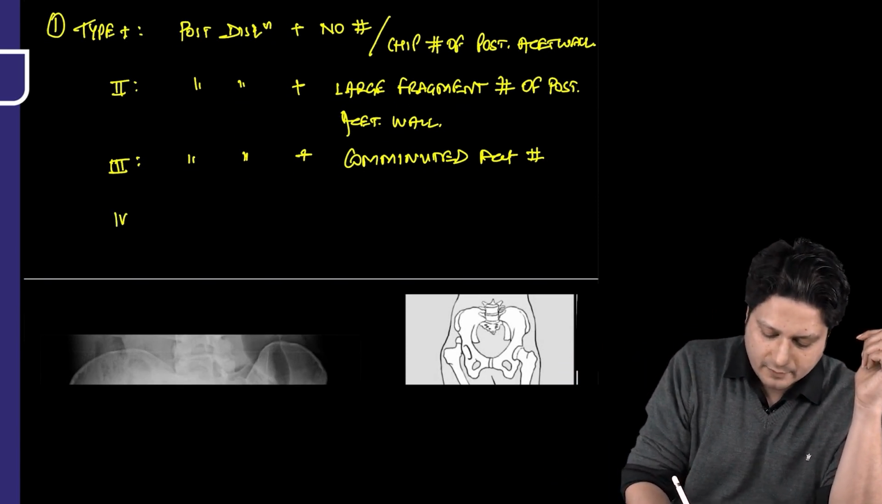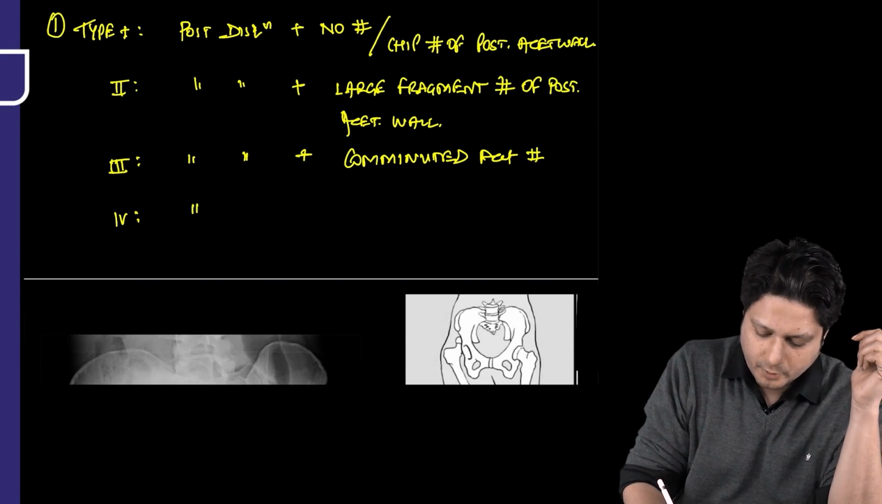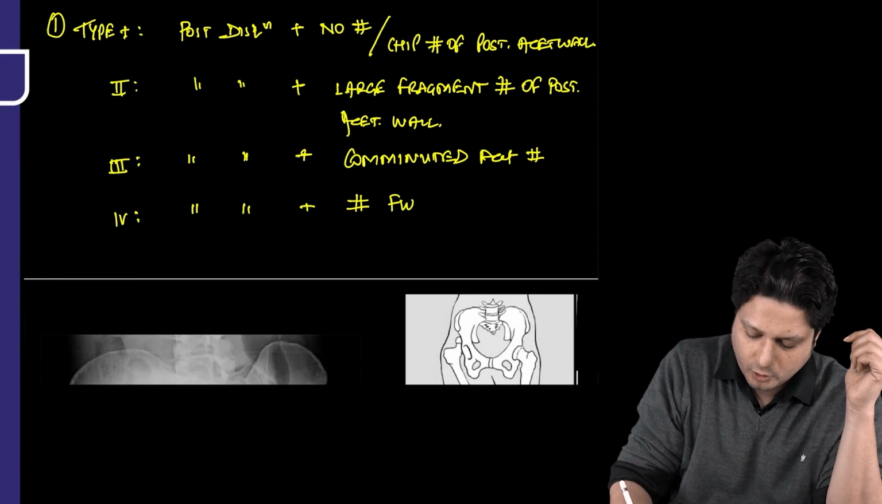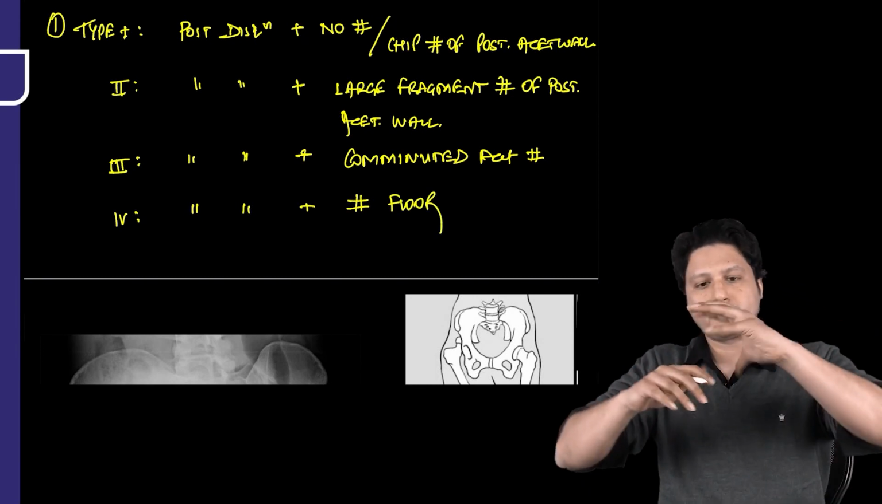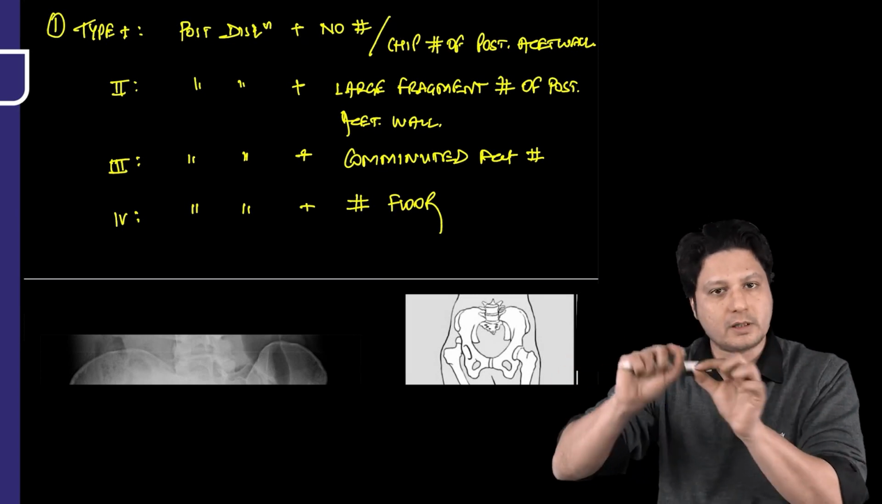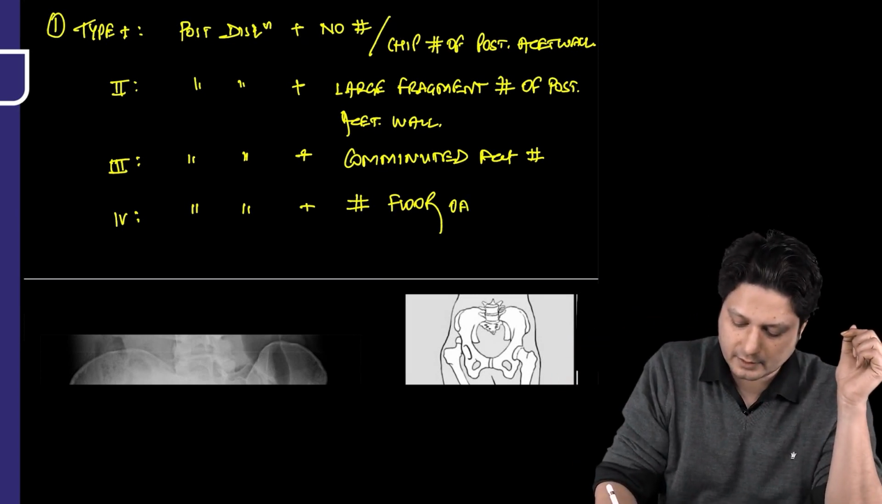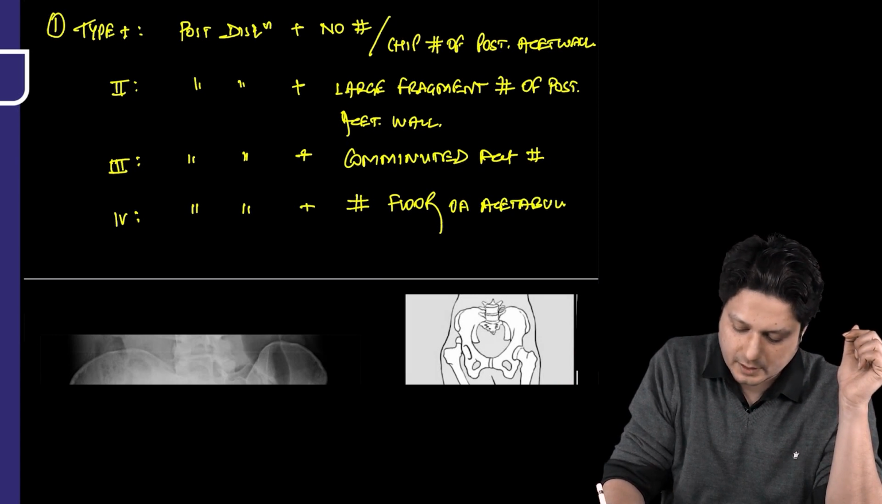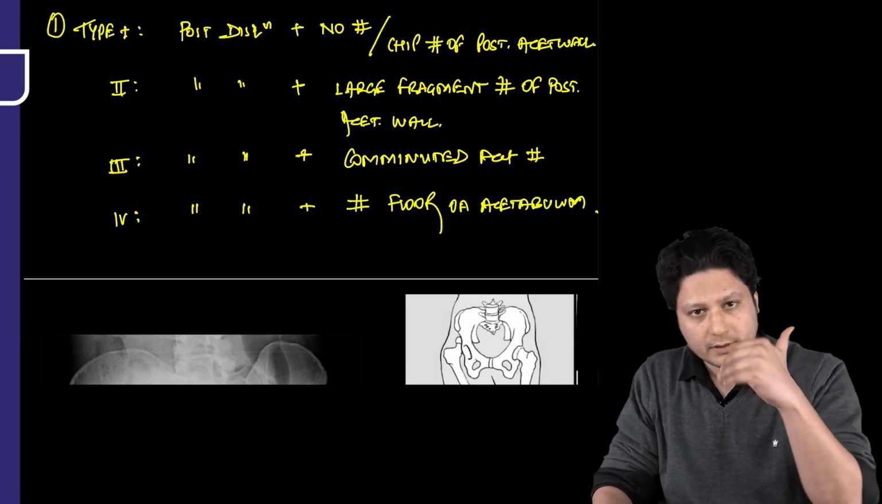Then as far as type 4 is concerned, it is the posterior dislocation plus the fracture in the floor of the acetabulum. That means the weight bearing surface of the acetabulum is also fractured along with the posterior dislocation. So the floor of the acetabulum, or the weight bearing surface of the acetabulum, is fractured along with the posterior dislocation.